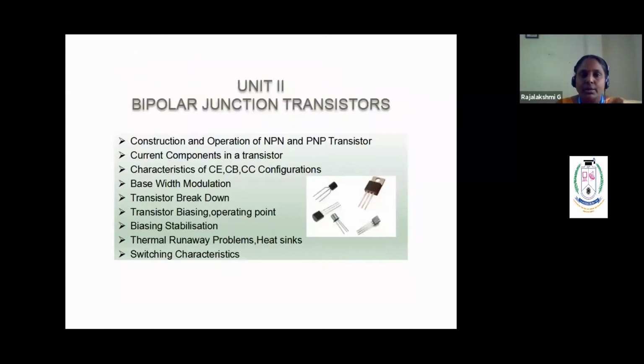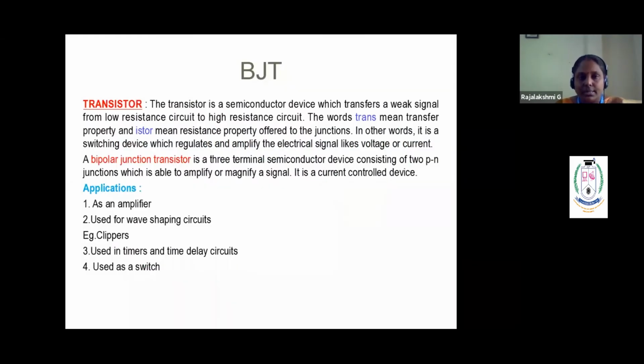Today I'll be covering the topic of bipolar junction transistors, within which you will have the construction and operation of NPN and PNP transistors, current components in a transistor, and characteristics of the CE, CB, CC configurations. There will also be some subtopics like base width modulation, transistor breakdown, transistor biasing, operating point, stabilization, thermal runaway problems, and switching characteristics. Now let us see what a transistor is.